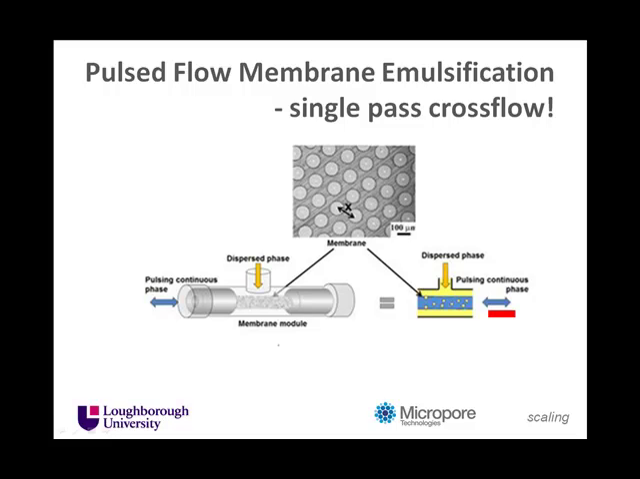So that means we can generate quite high shear whilst having quite low flow rates through the system, and that quite high shear means we can create some small droplets, and we're still using this same sort of membrane, the Micropore uniform pore size membrane.